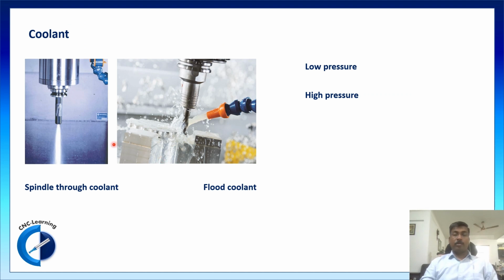Coolant. Depending upon the application, you can choose flood coolant and spindle through coolant. Spindle through coolant is always beneficial when you want to do deep hole drilling or deep pockets. Nowadays, this is almost compulsory to have quality components. But still, if your application does not demand spindle through coolant, you can avoid it so that you can save cost on the machine.